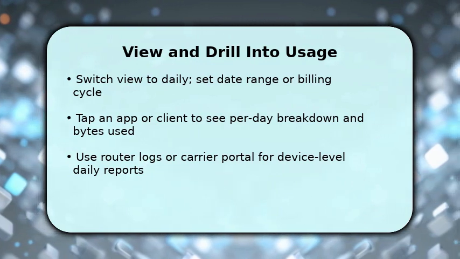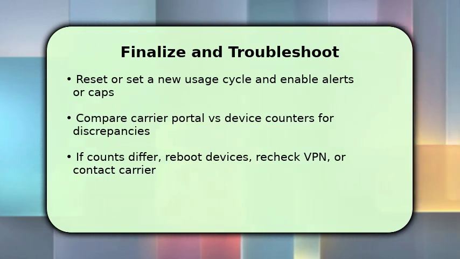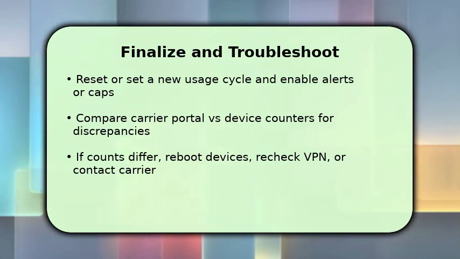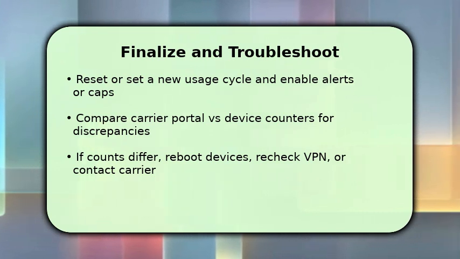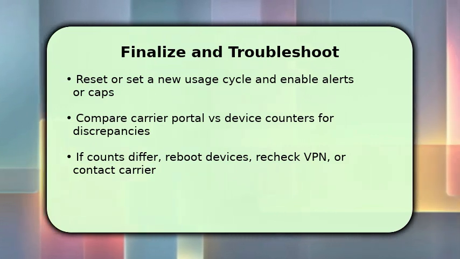To finish, reset the usage counter or set your billing cycle and enable alerts or caps so you get notified before overage. This prevents surprises. Once set, compare the device or router numbers to the carrier portal to confirm consistency, because small differences are normal but large gaps need attention.